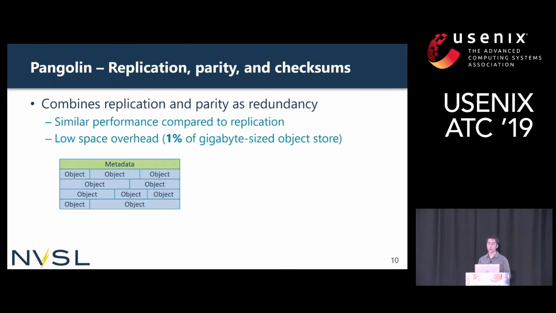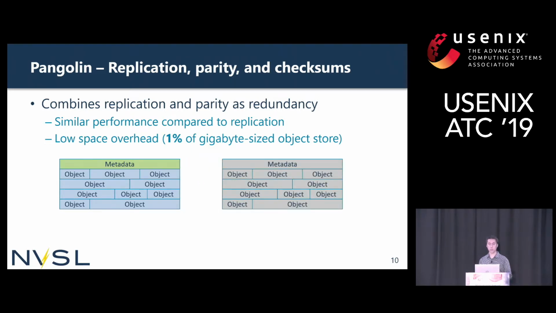At the high level, Pangolin combines replication and parity as redundancy to repair corruption. A naive approach to replication is to simply duplicate all the data in a separate file. Apparently, this doubles the storage requirement for persistent memory.